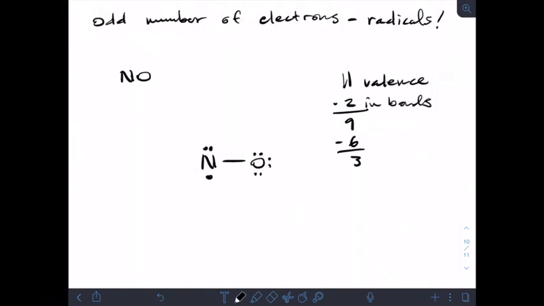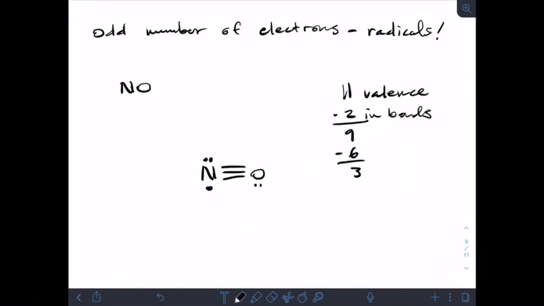So right now my nitrogen has 2, 4, 5 electrons around it. So I'm going to borrow from my oxygen and make another bond. Okay? Now, right now my nitrogen has 7, but if I borrow again, let's see what happens. If I borrow again, now what have I done? Now I've got 2, 4, 6, 8, 9.